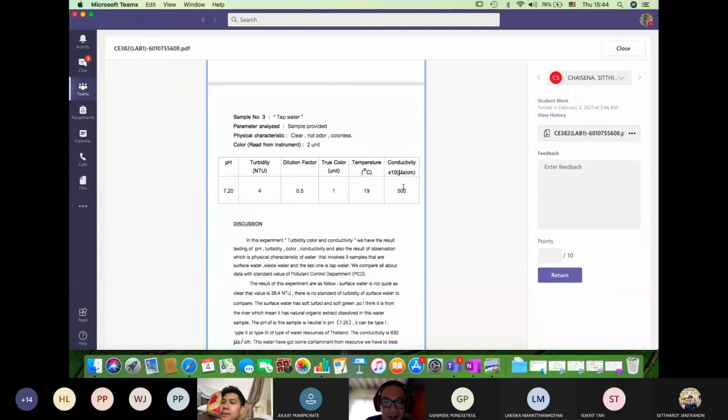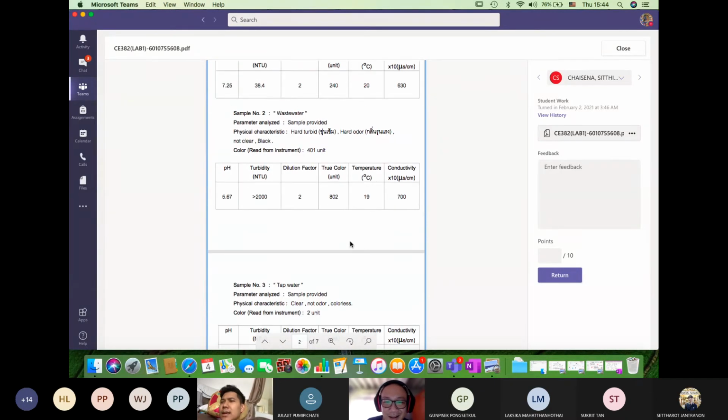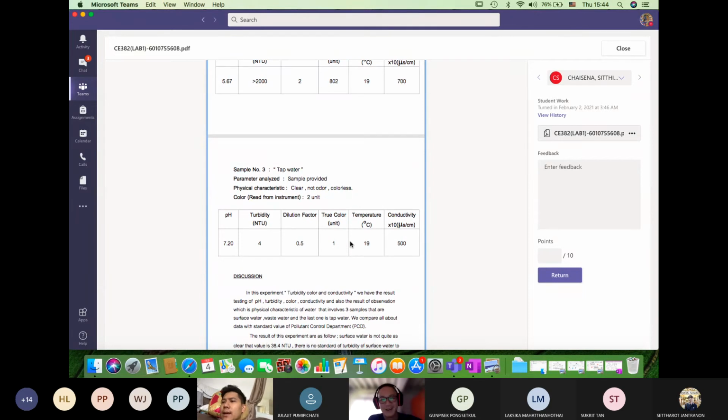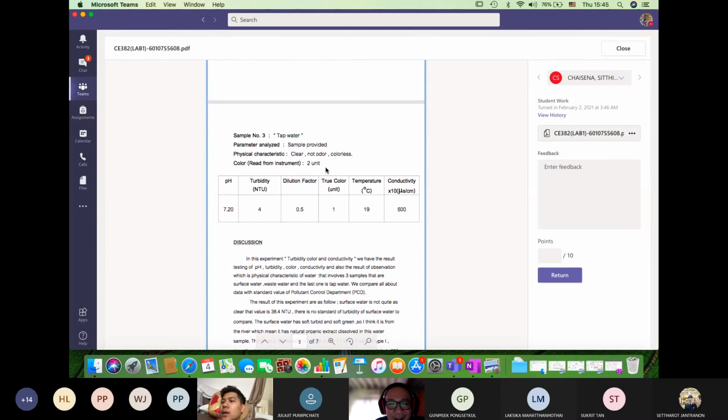Conductivity: is 500 already multiplied by 10? Yes, already. I just wrote that it came from multiplying by 10, so I used 500. And is the color true color or apparent color? I wrote true color. You didn't specify apparent color, it was only read from the instrument, so I was confused. If it's read from the instrument, in general it is apparent color, not true color, unless mentioned otherwise. I multiplied it by the dilution factor, so it became true color. But how did you get the dilution factor of 0.5? That's what was in the lab results you gave me. The dilution factor 0.5 in color, yes.